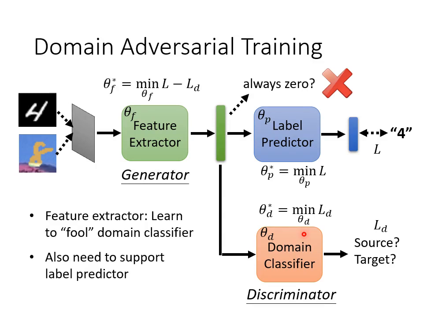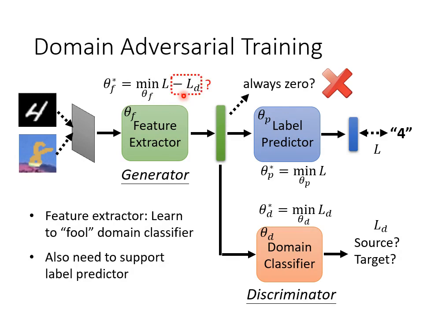As for the feature extractor, it stands on the side of the label predictor and fights against the domain classifier. That is, it does the opposite of the domain classifier. So the loss of the feature extractor is the loss of the label predictor, L, subtracted by the loss of the domain classifier, LD. So the loss of the feature extractor is L minus LD. You have to find a set of parameters theta f that makes the value of L minus LD as small as possible. This is the most original method of domain adversarial training.